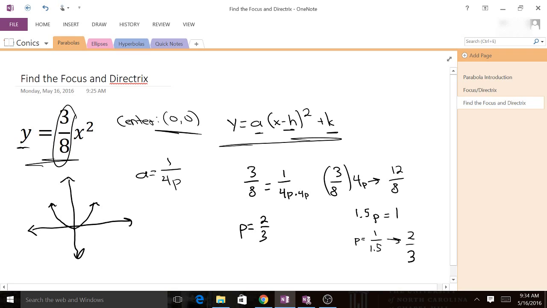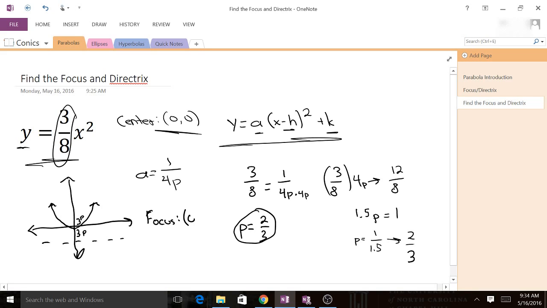This tells me the focus is going to be above it, here, at a distance of p in between. The directrix is going to be the line down here, also a distance of p in between, going like this. You see the only thing changing is the y value, and it's going to change by a value of 2/3 each time. So the focus first.